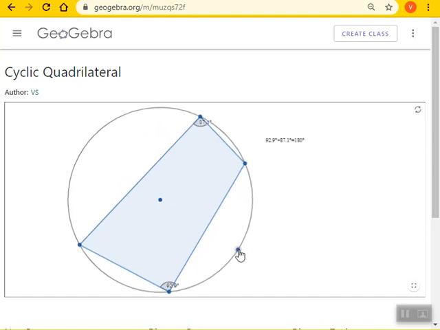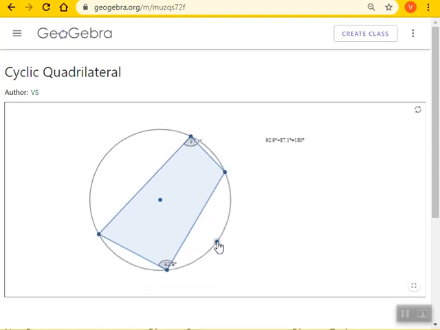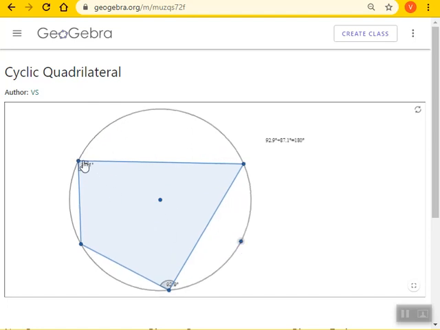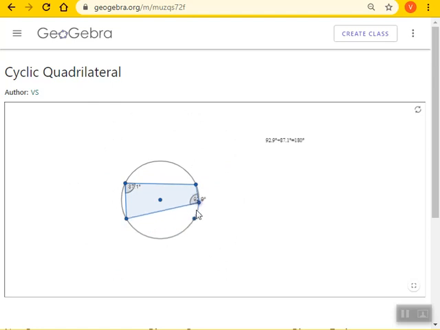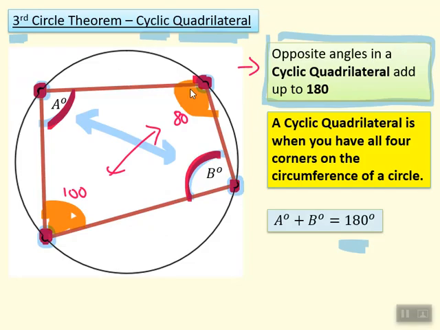And also, the radius of the circle has no effect on it either. So I can make the radius bigger and they still add up to 180, or I can make it really small and they still add up to 180. They will always add up to 180, the opposite angles in a cyclic quadrilateral. But remember, all four points need to be on the circumference for it to be cyclic.